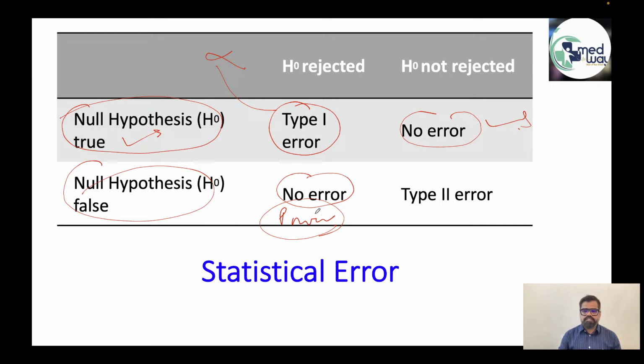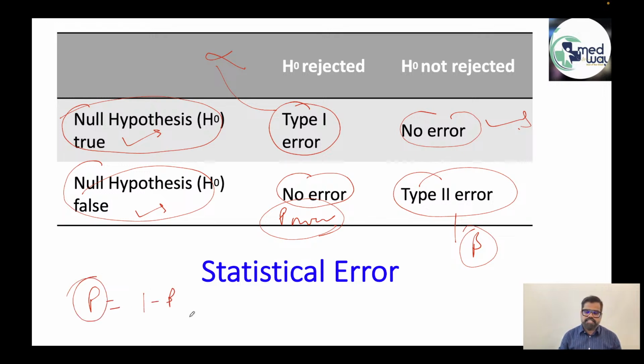Rejected. Very good. Null hypothesis was false. You should have rejected it, but you are not rejecting it. Type 2 error. This is beta. So students, can I say here power is equal to 1 minus beta? You can increase power of the study by decreasing beta, by increasing sample size. Right? So this is the null hypothesis and alternate hypothesis concept.